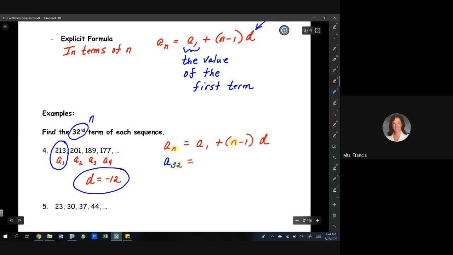We're going to fill in the value of the first term, which is 213. N we know is 32. And the common difference is negative 12. When we simplify that, we're going to get negative 159.